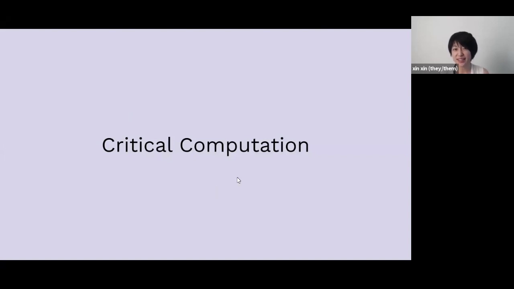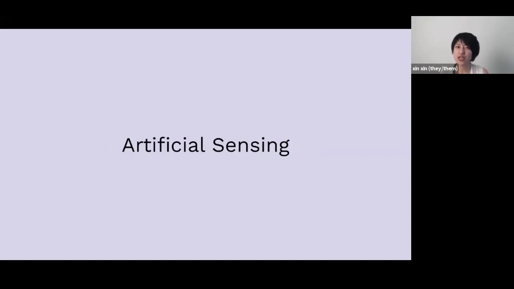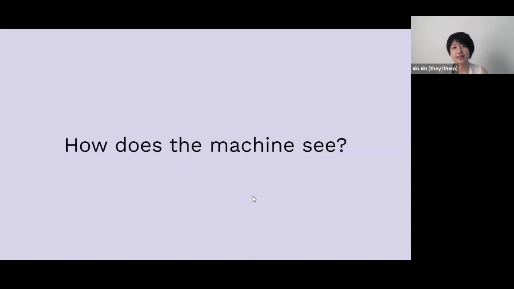So this week in Critical Computation, we are going to talk about artificial sensing. Particularly, we are going to explore how machines take information from the real world. And in this case, we are going to talk about computer vision and understanding how a machine sees and how it takes the information that it sees and turns it into decisions.